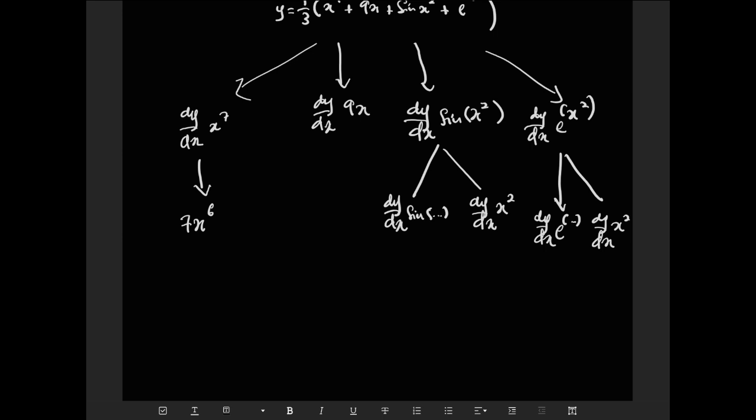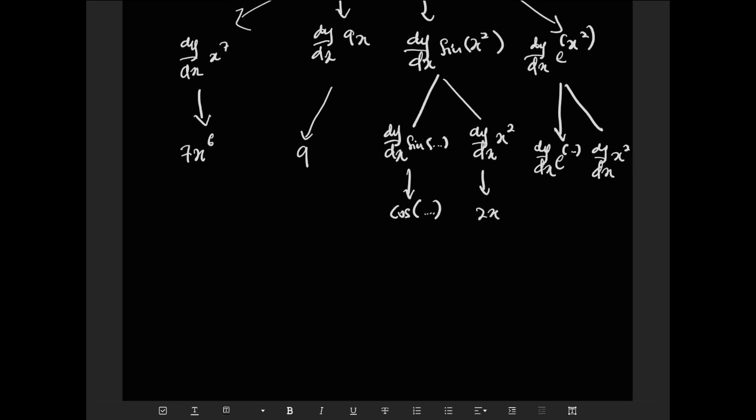And for the second term, we get 9. And for this third term, we have cos, right? Cos of whatever is inside the bracket. And for this one, we get 2x. Okay, so is it solved? No, it is still not, because it actually comes from one function, inner and outer. We need to combine it back, multiply it together.